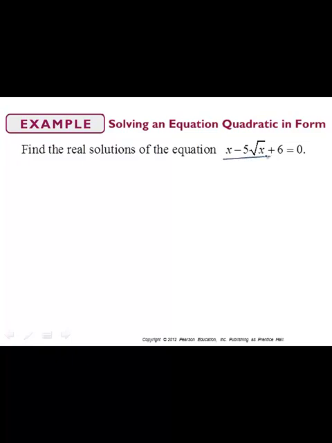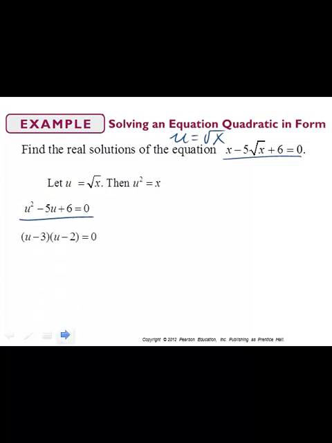All right, now look at this equation right here. It doesn't look like a quadratic equation, but if you do the substitution, let u be equal to the square root of x, then you would have u squared minus 5u plus 6 equals 0. We're substituting u for the square root of x. So you have this quadratic equation, which we can solve using whatever method, in this case factoring. Solve for u, and then u is the square root of x, so replace u by the square root of x.